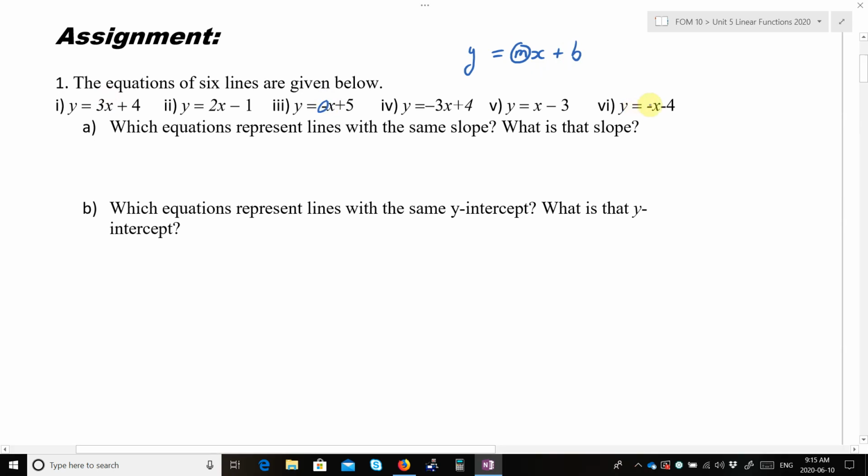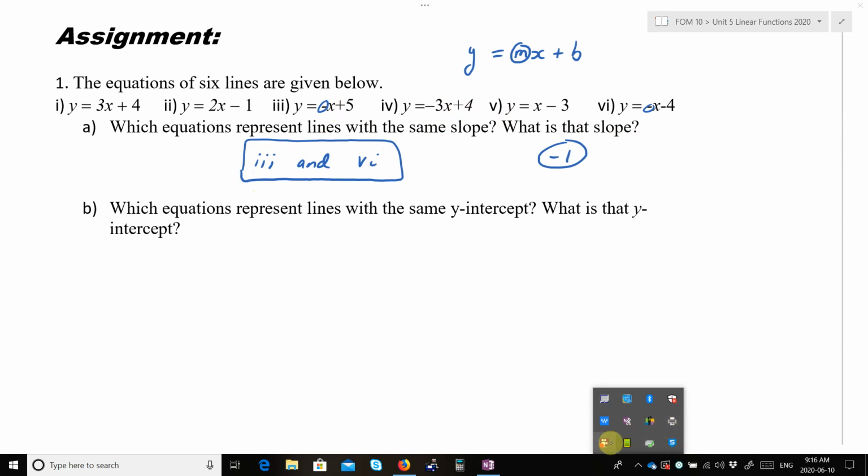I see a -1 here and a -1 here. All the other ones are different. So which equations represent lines with the same slopes? Equation 3 and 6. And what is that slope? It's that negative sign, which is a secret -1. Okay, and I'm just going to pause here for a second.